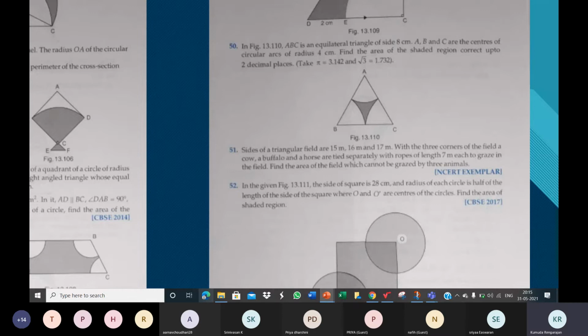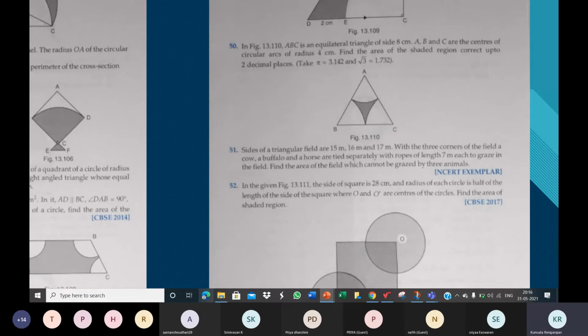What if four animals are tied to the four corners of a quadrilateral? What will be the area of the four sectors? Take the radius as r, children. Four animals are tied to the four corners of a quadrangular field. What's the area of the four sectors? Pi r square.